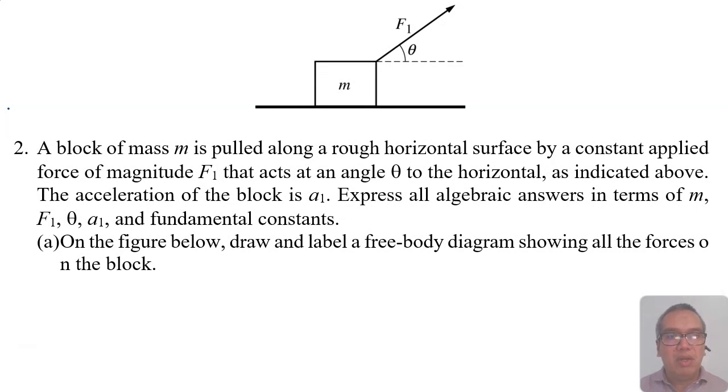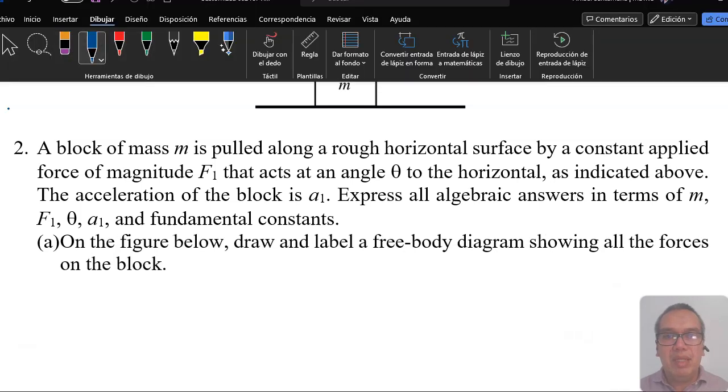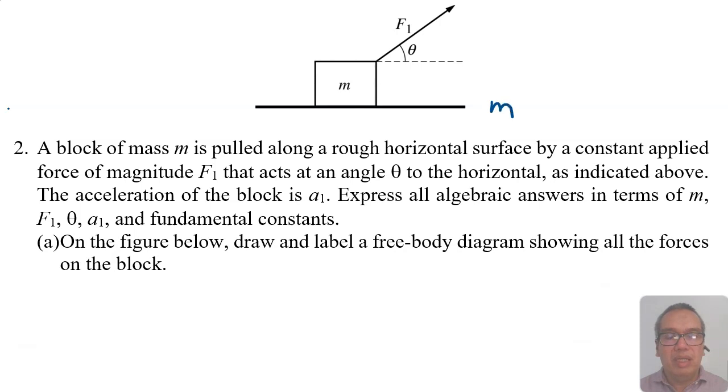It says that you have a block here, and this block has a certain mass m, and so we start by looking at the variables involved. You have a force F1, which is the reason the block is accelerating, and this force is being applied at an angle theta, and because of that, the acceleration of the block is A1. Now, these we can call the parameters. Some people call them the initial conditions of the problem.